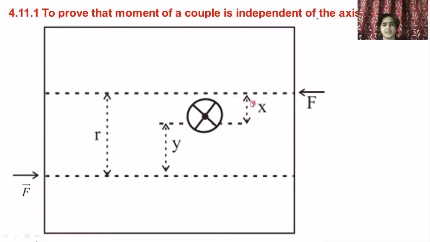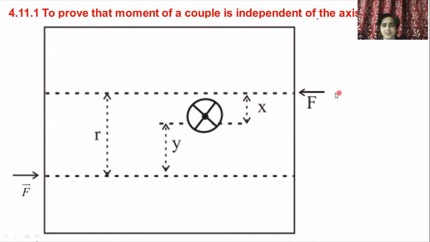For this particular force, x is the perpendicular distance from the axis of rotation. If this is the line of action of this force, this is the perpendicular distance from the axis of rotation for this force. This distance is x, this distance is y, and this is r, the perpendicular distance between the two equal and opposite forces.